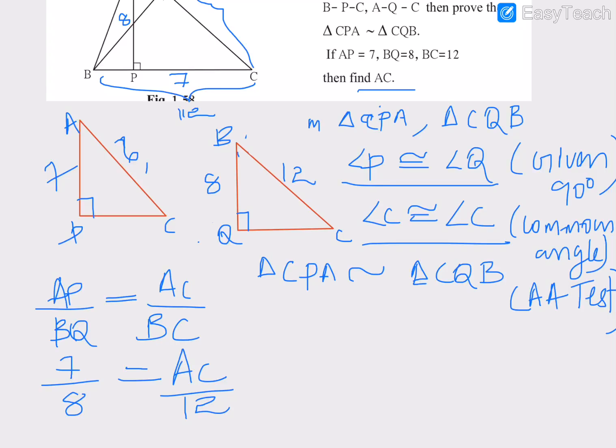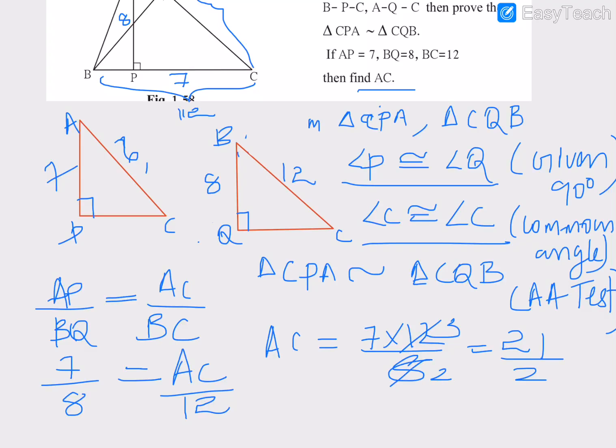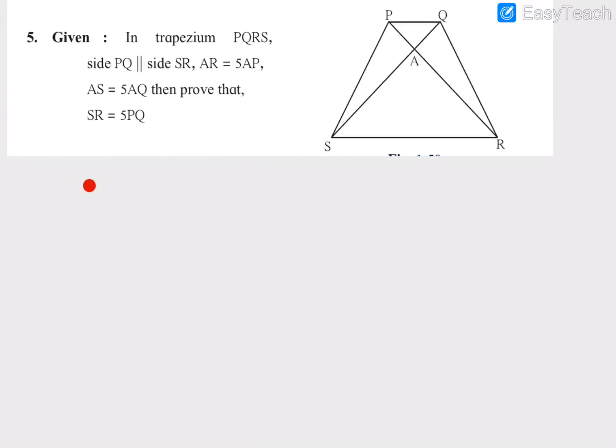Now we can cross multiply, or take 12 to this side and keep AC on the LHS. So AC is equal to 7 into 12 by 8. 3 and 2 cancel, so it will be 21 by 2. So AC is 21 by 2, that is, AC is equal to 10.5 units. So we have found the measurement of AC is 10.5. So the problem is solved. We are going with the next problem.